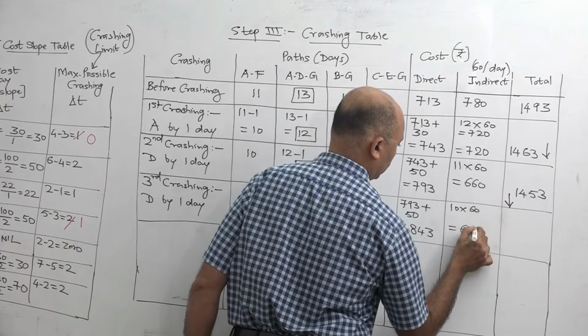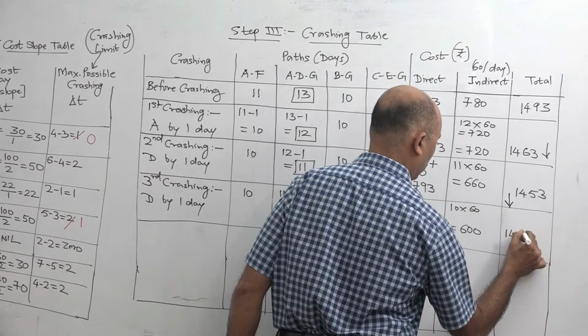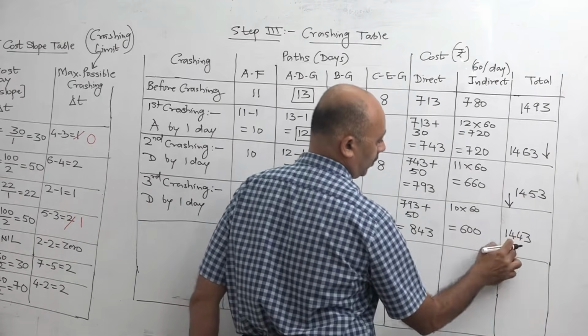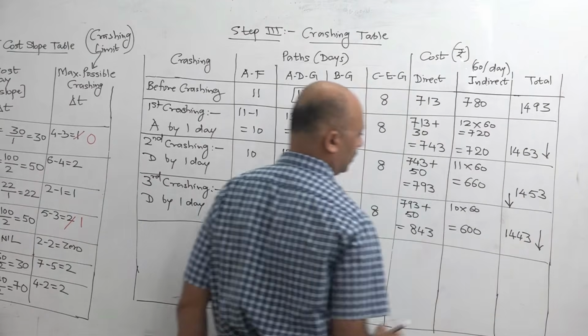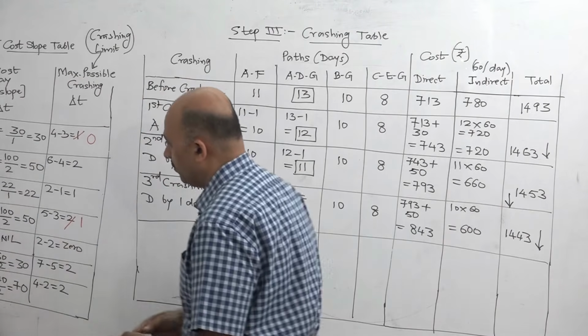So it will become 600. 843 plus 600 is now 1443. So 1553 and 1443, again there is a decrease. So our total cost is decreasing. Now see this table now.